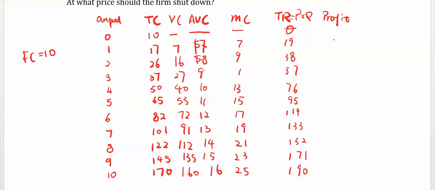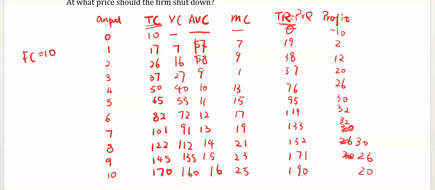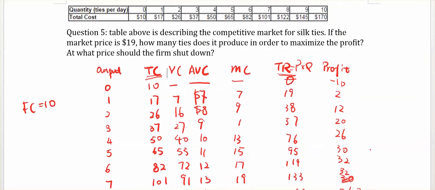So the last column is for the profit. The profit equal to the total revenue minus the total cost. So we will have 0 minus 10, we got negative 10. 19 minus 17, we got 2. And we'll do the same calculation for the rest of the profits. And we got 12, 20, 26. The last one is 20. So now we create our own table. Now we can go back to look at the question to answer the question.